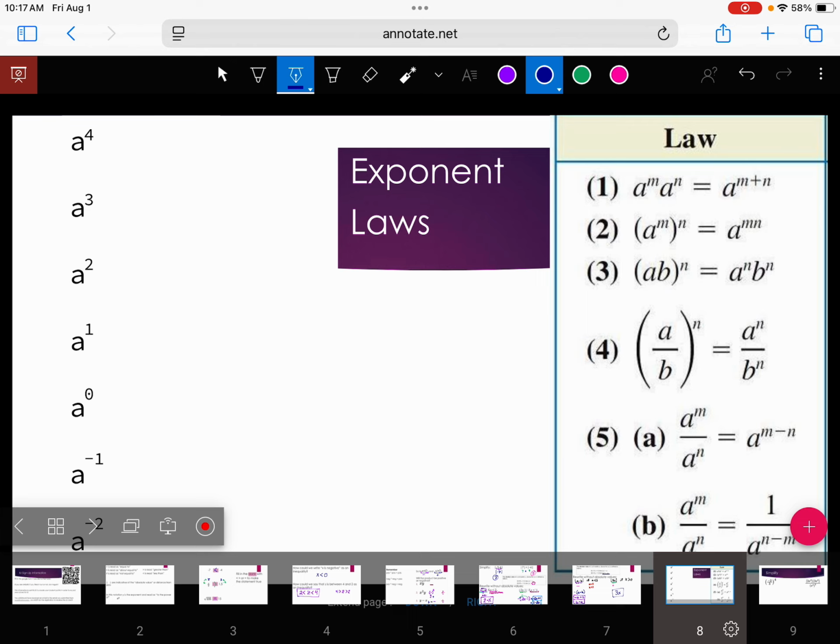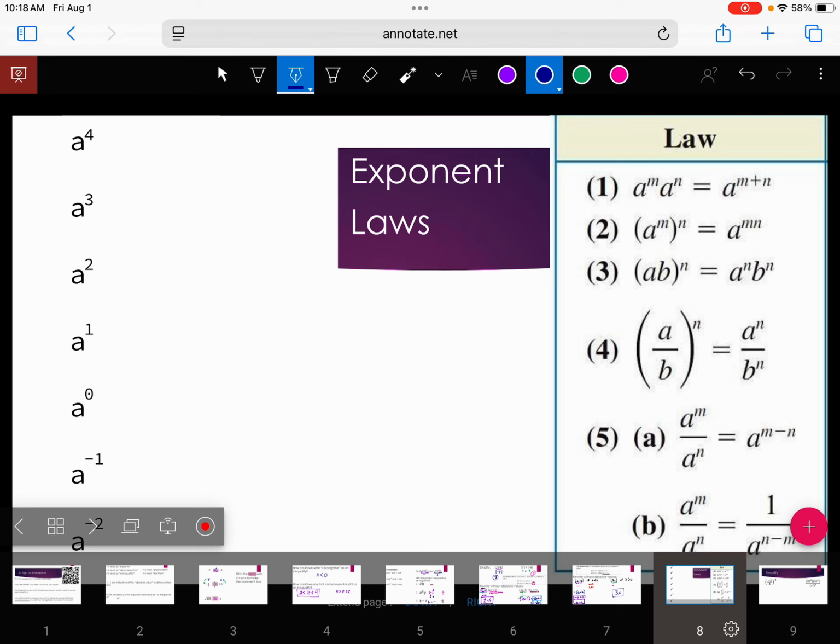But we have over here all of our laws: when we multiply the bases on exponential expressions, we can add those exponents. Powers of powers we multiply. Exponents can distribute to products or quotients. And the 2 different ways of simplifying quotients.